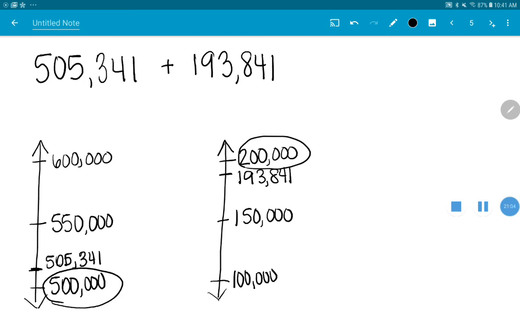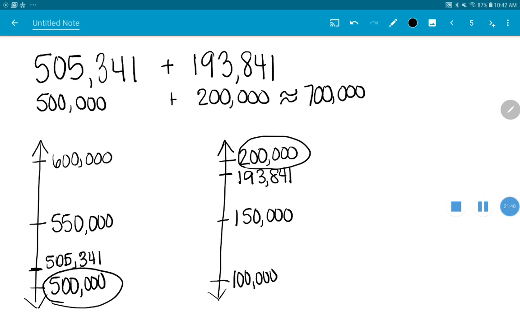If I were going to estimate that sum by rounding to the nearest 100,000, all I have to do is add 500,000 plus 200,000, which is how much? What's 500,000 plus 200,000, Caden? 700,000. So the estimated sum is 700,000. We can say it's about 700,000.